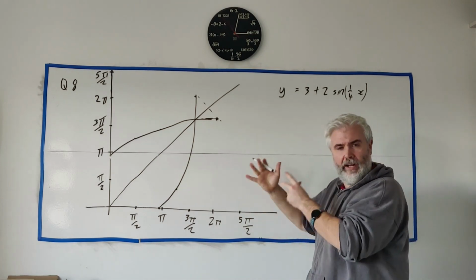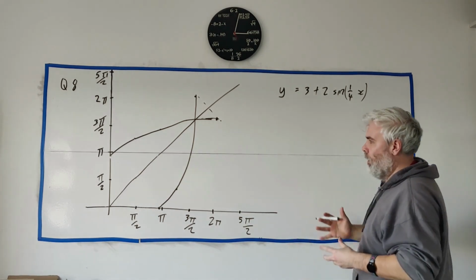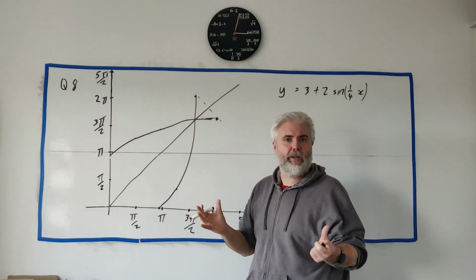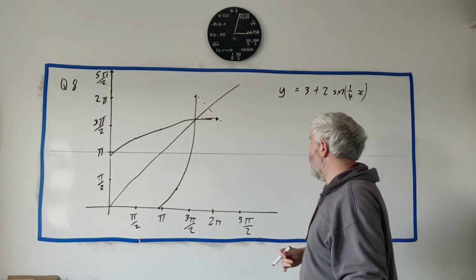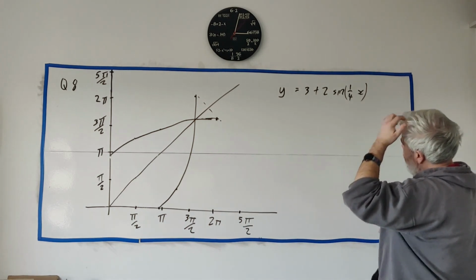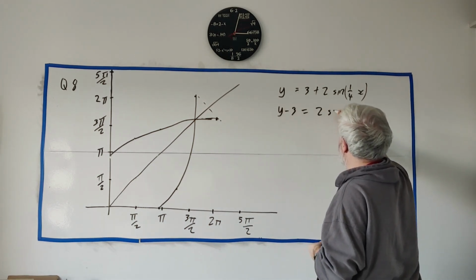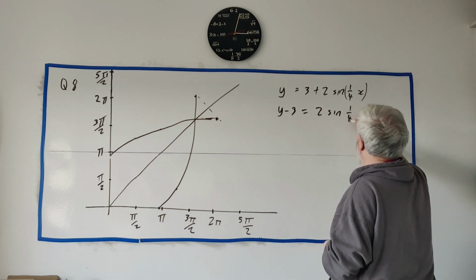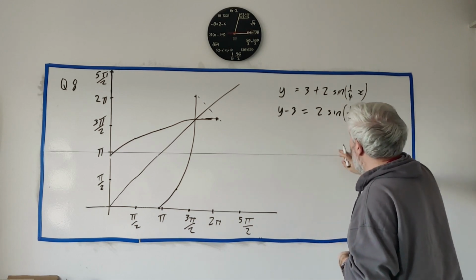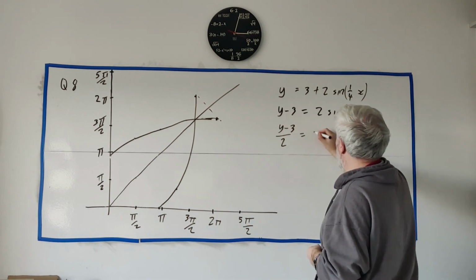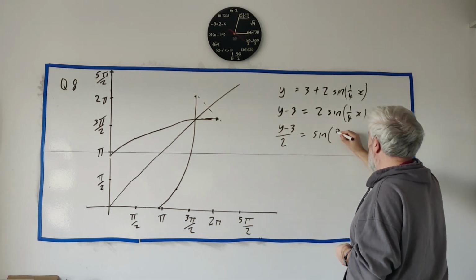Let me just go ahead and do that and I'll explain what I'm thinking. But it's roughly what I said before. The x and the y just switch places. That's what an inverse is. So to solve this, I bring the 3 across. y minus 3 equals 2 sine of 1 over 4 x. Bring the 2 across. I get (y minus 3) over 2 equals sine of x over 4.